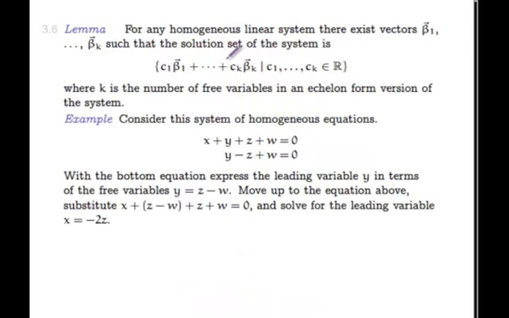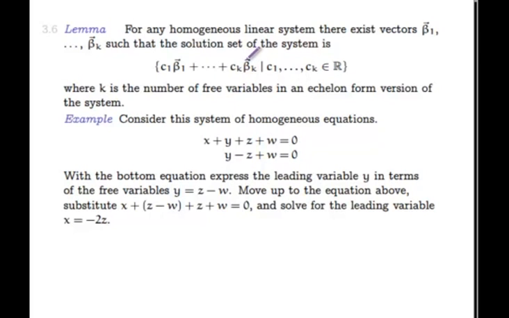Now, here we want to prove our results for any system. So we take a lemma. A lemma is kind of a helping theorem that enables us to prove a more important result. So now, for any homogeneous linear system, there exist vectors b1 through bk such that the solution set of the system is c1b1 plus ... plus ckbk. What is this saying?